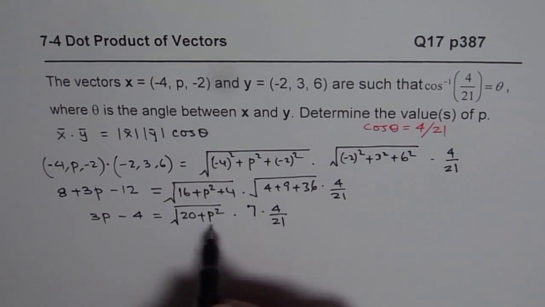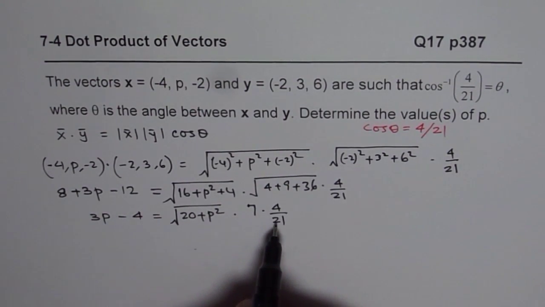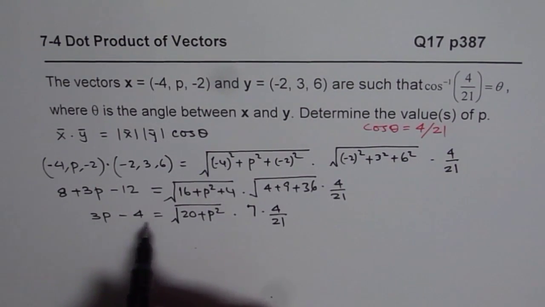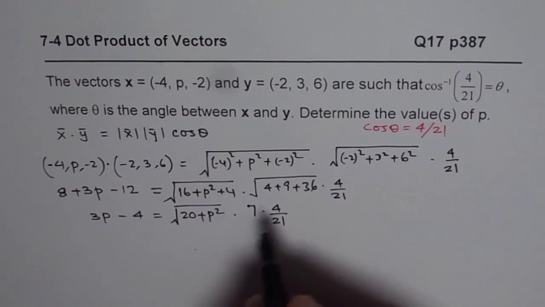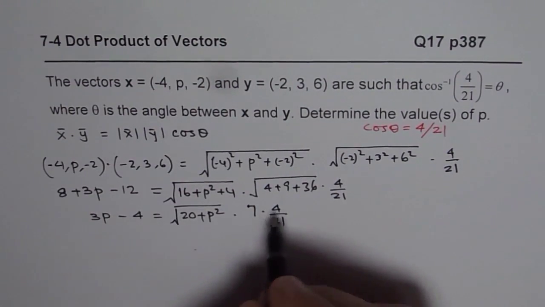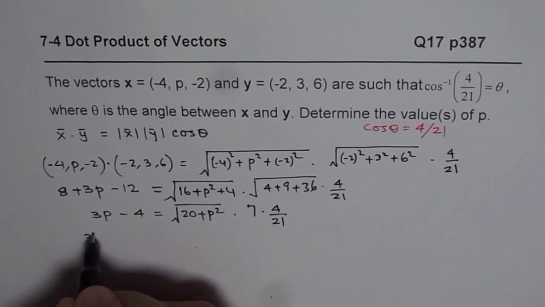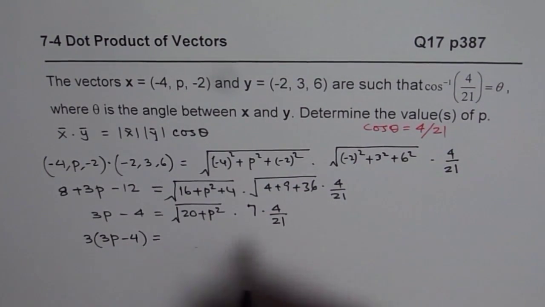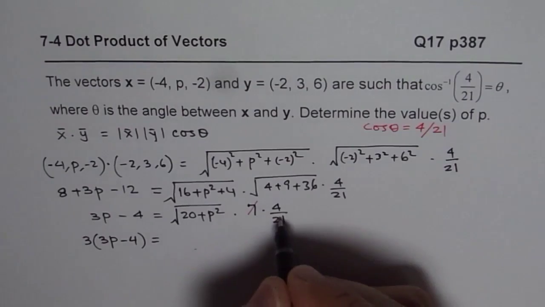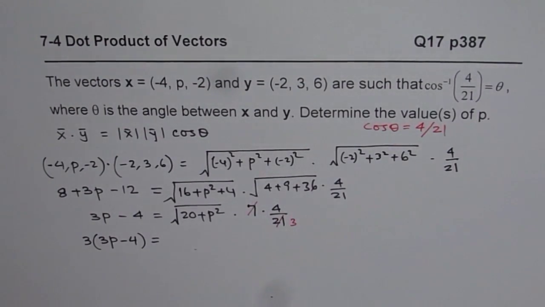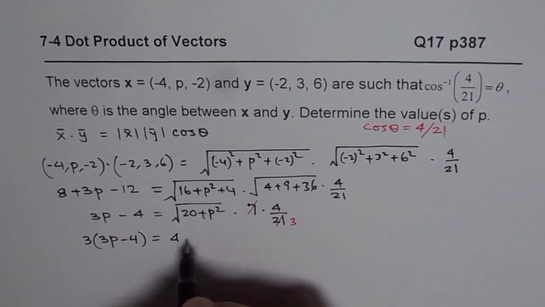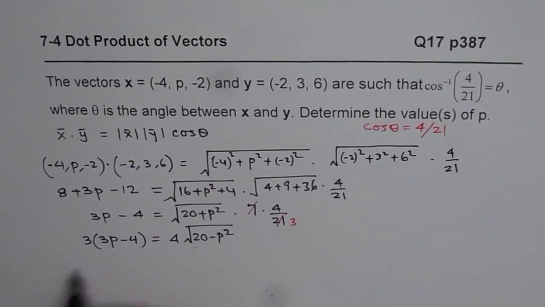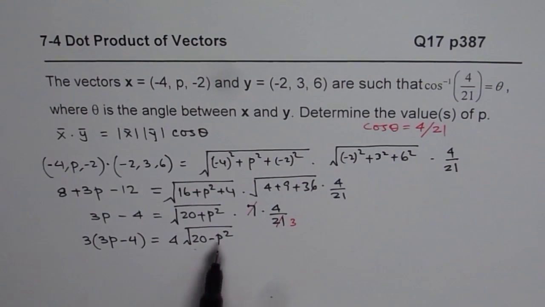So let's try to simplify this. This is 4 over 3, so we'll multiply this part by 3, and then we'll square, okay? So this is as good as 3 times (3p minus 4) equals, 7 times 3 is 21, no, we get 4 times the square root of 20 plus p square. So solving this equation, you can always find what p is.